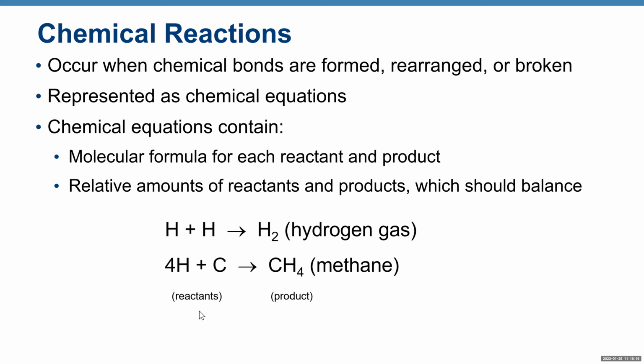So if we start with 2 atoms of hydrogen, we have 2 atoms at the end. If we have hydrogen and carbon, right? For example, if you don't have this 4 and you end up with 1 carbon and 4 hydrogen, where did these 3 extra hydrogen come from? So you need to balance. So you need to have this coefficient 4 in front of hydrogen.